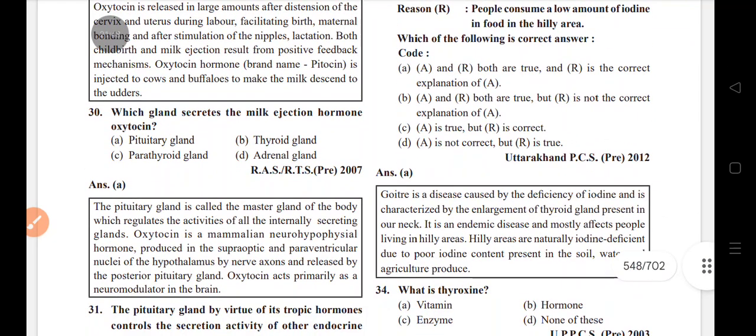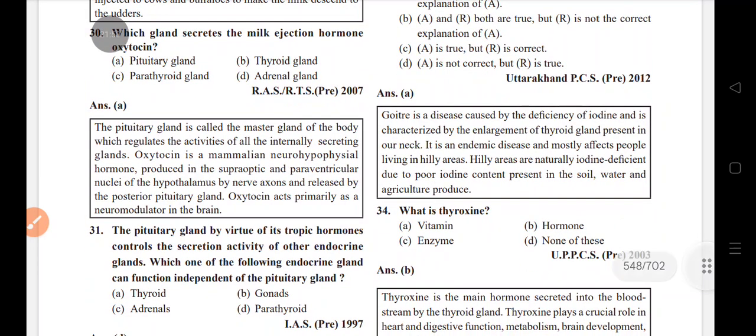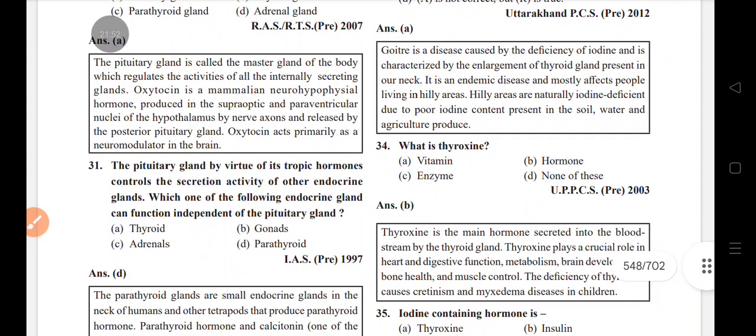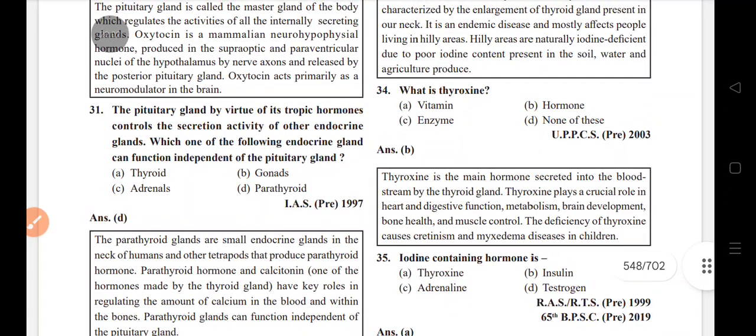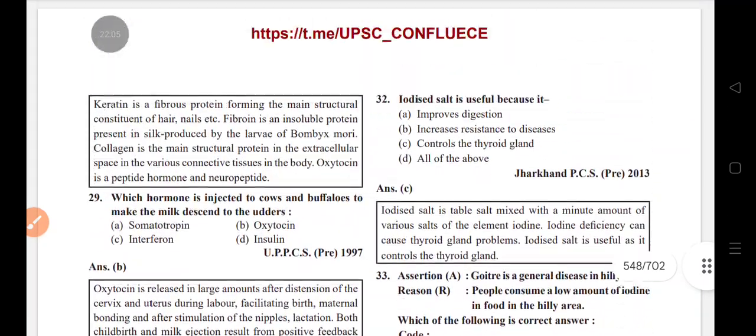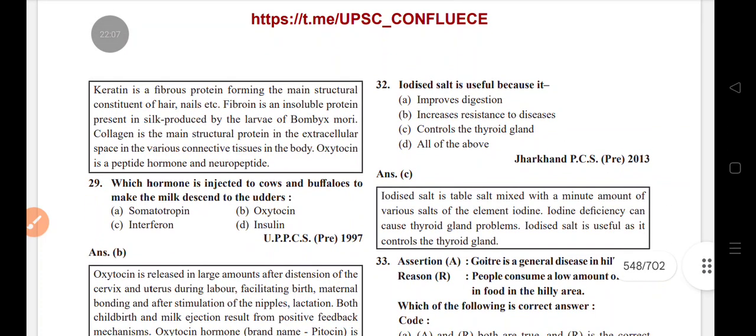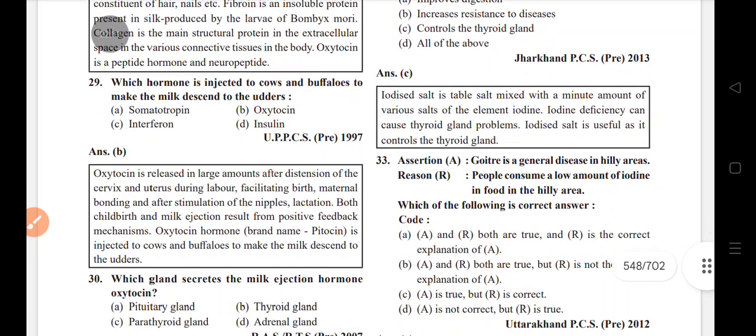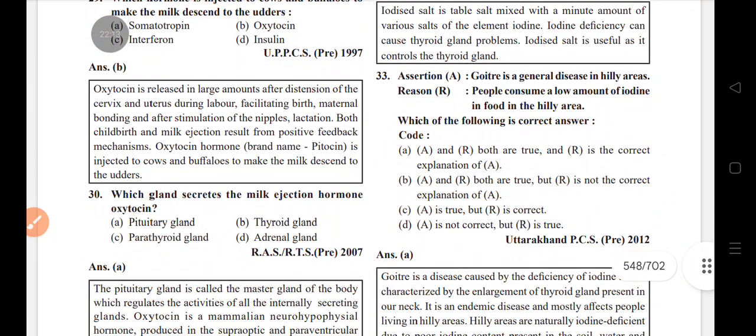Pituitary gland. The pituitary gland, by virtue of its tropic hormones, controls the secretion activity of other endocrine glands. Which endocrine gland can function independently of the pituitary gland? Parathyroid. Iodized salt is useful because it controls the thyroid gland. Goitre is generally a disease of hilly areas. People consume a low amount of iodine in food in hilly areas.